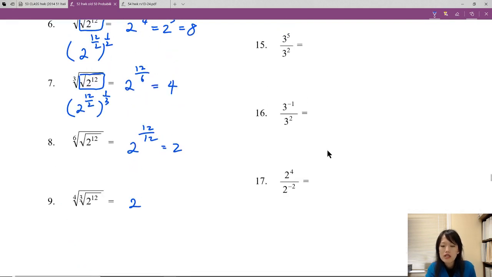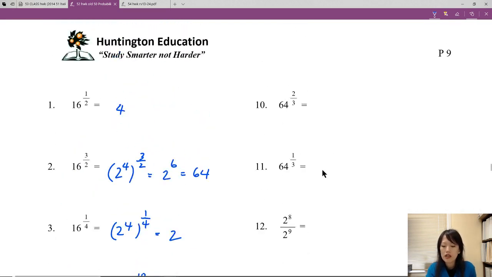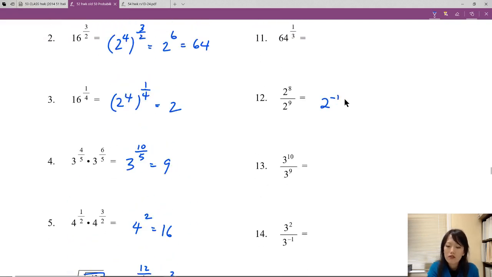Next one. These are really easy. Division, obviously, you subtract the exponents. I don't think anyone had trouble with this. You get 2 to the negative 1, so it's 1/2. 3 to the 1, right? 3 to the third, which is 27, etc.